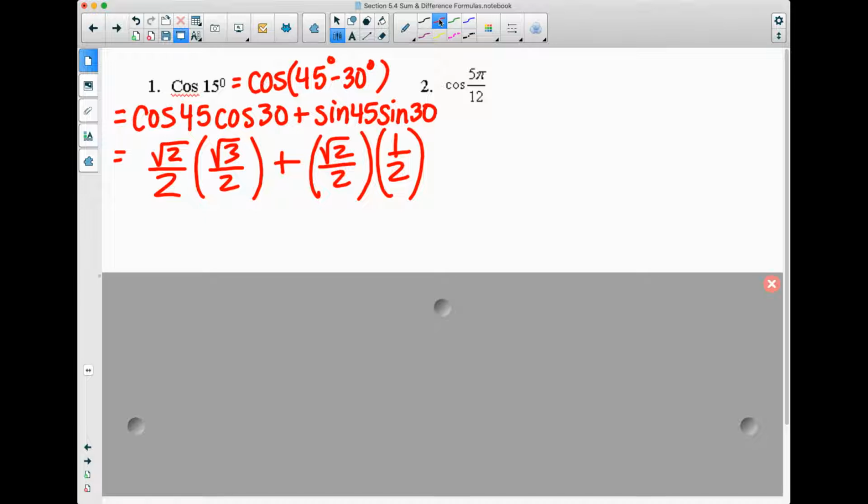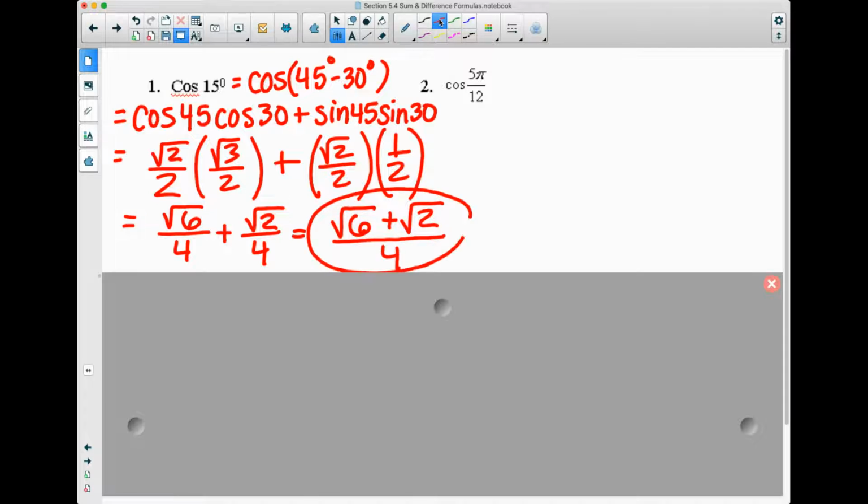So when they tell you to find the exact value, they mean they want the simplest, radical, reduced, all the things, just not decimals. Okay, so we can multiply across. So the square root of 6 over 4 plus the square root of 2 over 4, which just makes it square root of 6 plus the square root of 2 over 4. And that's what they mean by exact value. Okay?